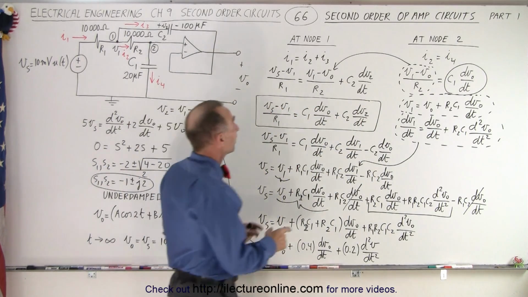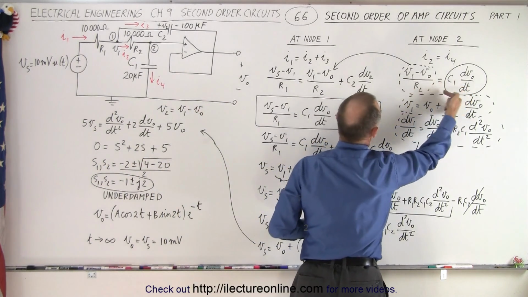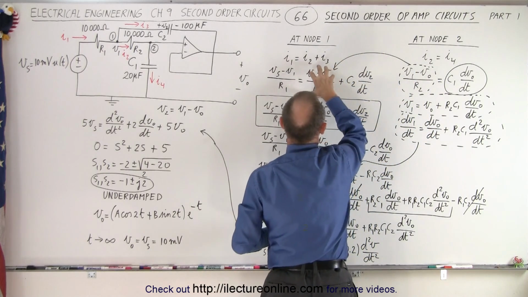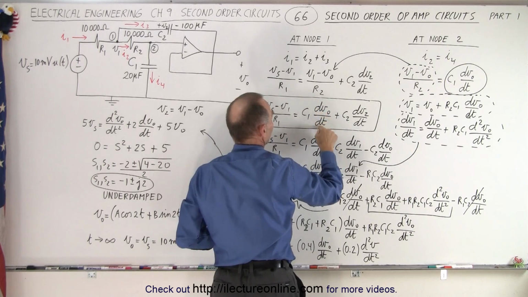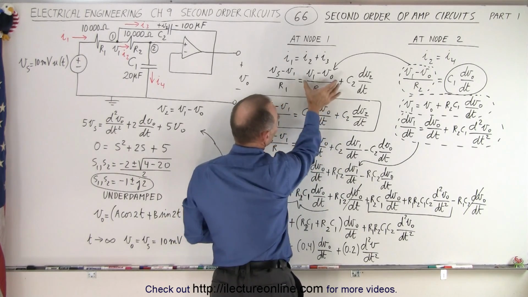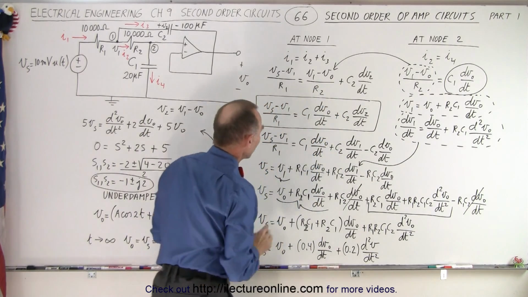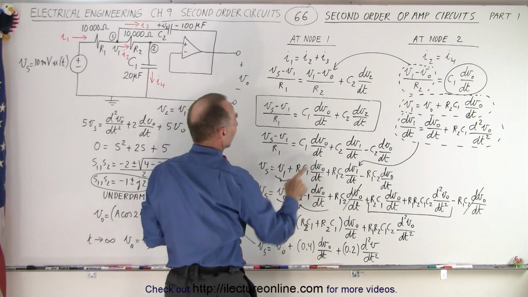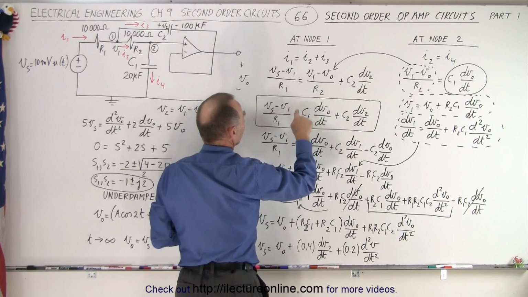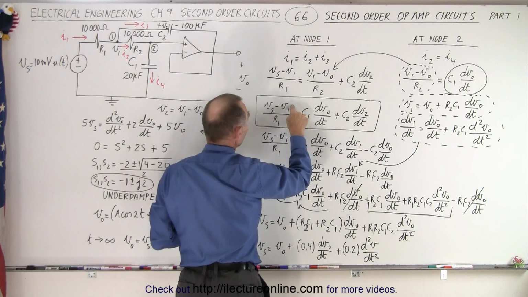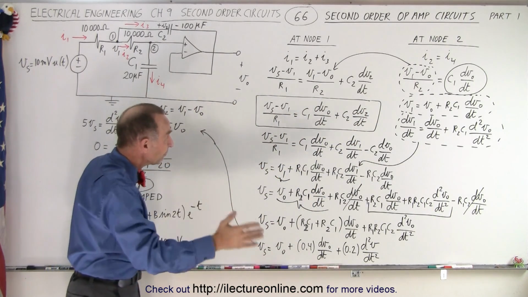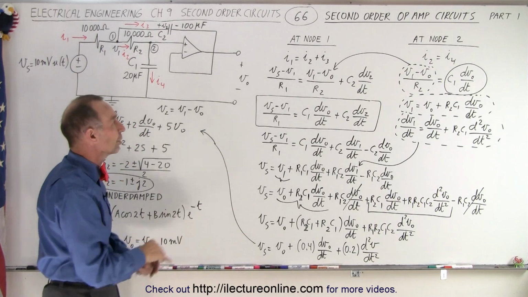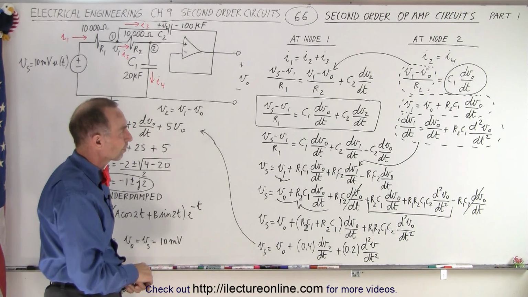So now notice that this is equal to this, so we can substitute that in here and replace this by C1 times the derivative with respect to time of the output voltage. So we simply took this and replaced it. Now we have a nice equation with the output voltage, V1 and V2. Essentially what we're trying to do here is get rid of all the V1s and the V2s by looking at all the other equations.